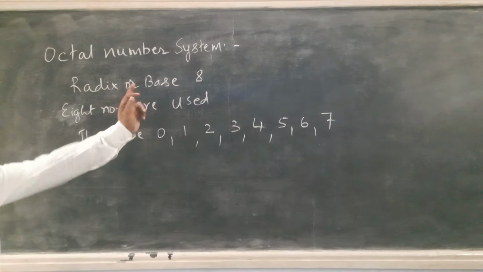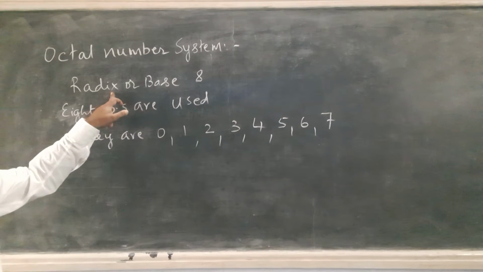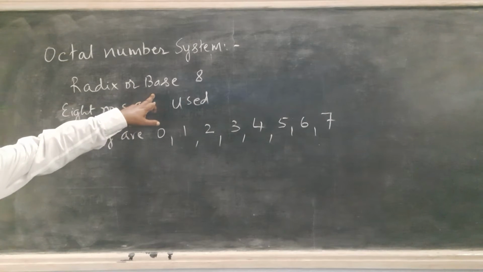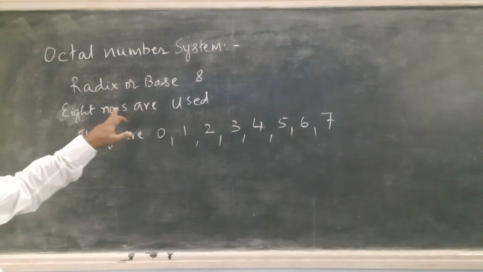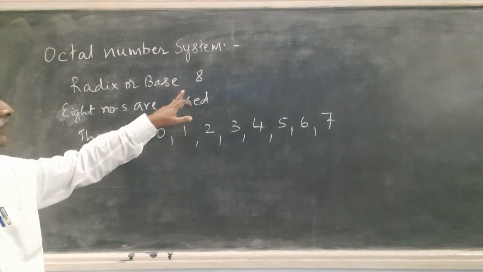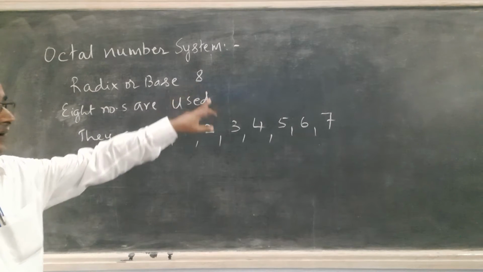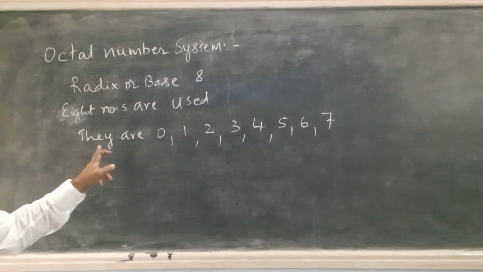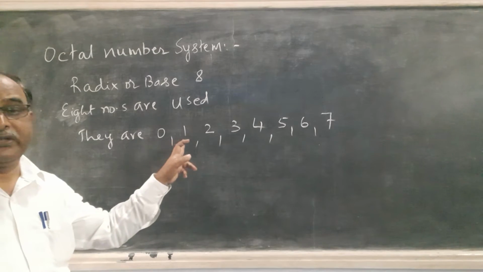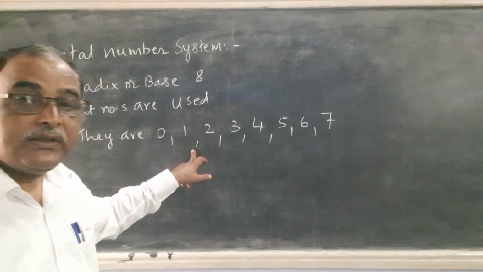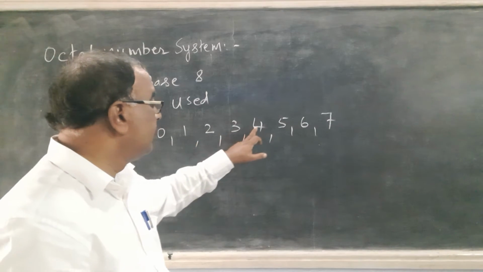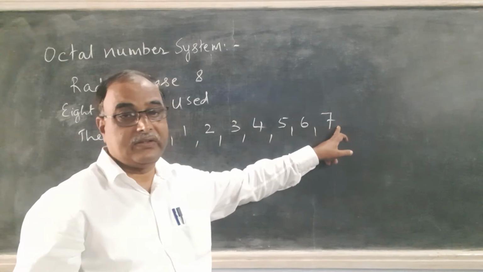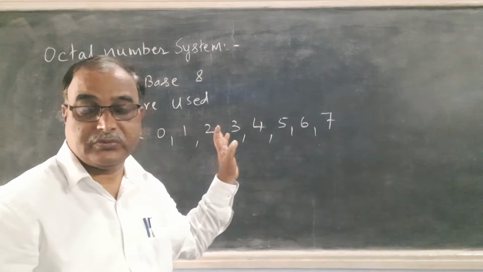In the octal number system, the radix or the base is 8 and its powers are used. When I say the base is 8, there must be 8 numbers. Which are these 8 numbers? They are similar to the numbers used in the decimal system, starting from 0, 1, 2, 3, 4, 5, 6 and 7. So altogether 8 numbers are used.